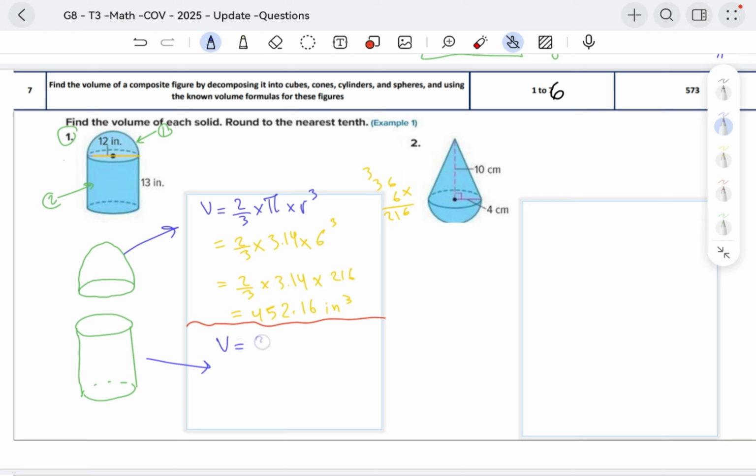The volume is pi times the radius squared times the height. Pi is 3.14 and the radius is 6 squared and the height is 13. So we're gonna have 3.14, 6 squared is 36, times 13. The answer for this will be 1469.52.